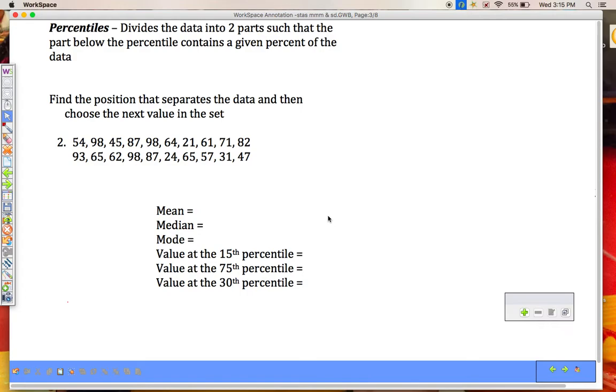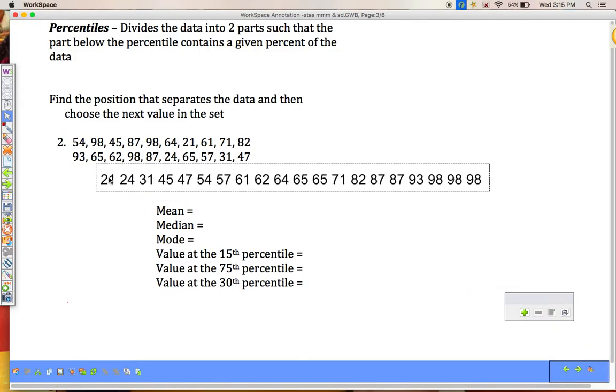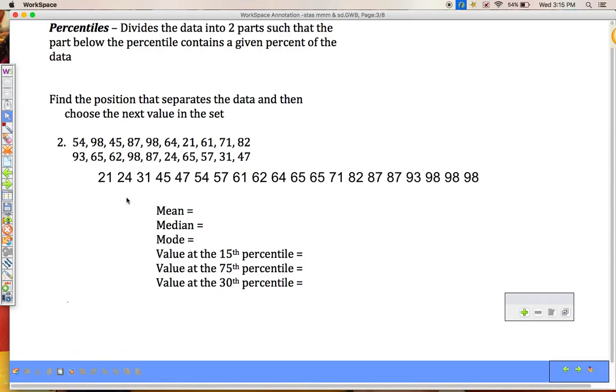Put the numbers in order to get the median. It helps to do that also to find your mode. And then add them together and divide by the total number of terms to get your mean. All right, go ahead and pause it if you need to. I'm going to keep going though. All right, numbers in order are these. All right, the mean, we're going to add them all together.